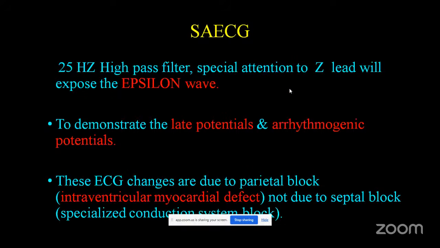What is the use of signal averaged ECG? Nowadays we are going through echo and PET CT scan as well as the MRI for diagnosis. Previously, the signal averaged ECG was very useful. The 25 Hz high pass filter, with special attention to the Z lead, will expose the epsilon wave and demonstrate the late potentials and arrhythmogenic potentials. These ECG changes are due to the parietal block, that is an intraventricular myocardial defect, not due to the septal block, that is a specialized conduction system block. So it's an intraventricular myocardial defect that happens in the ARVD.